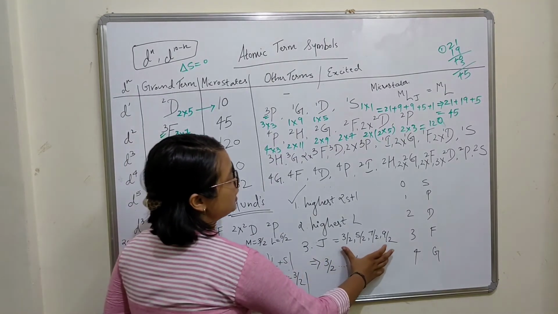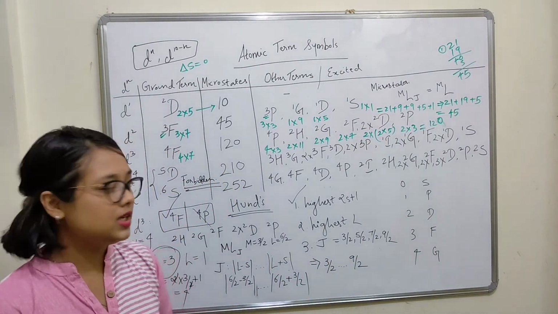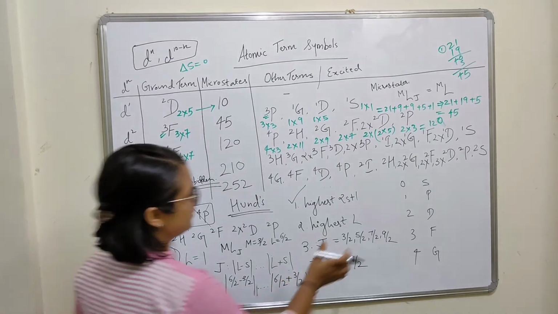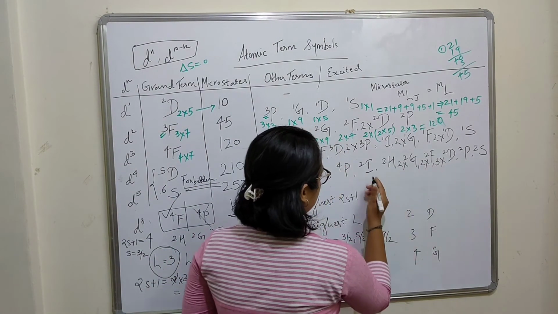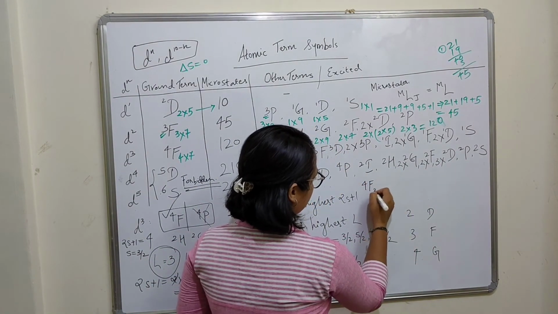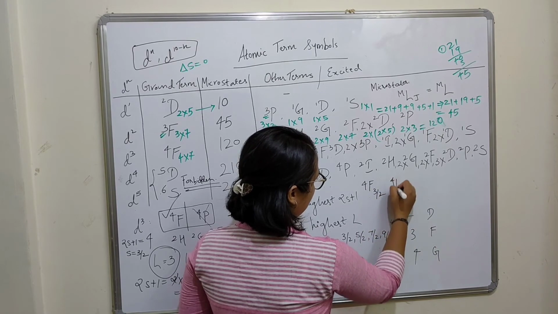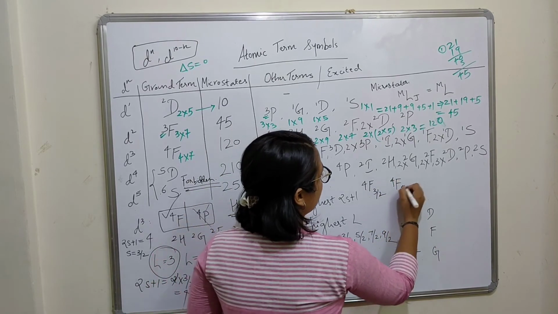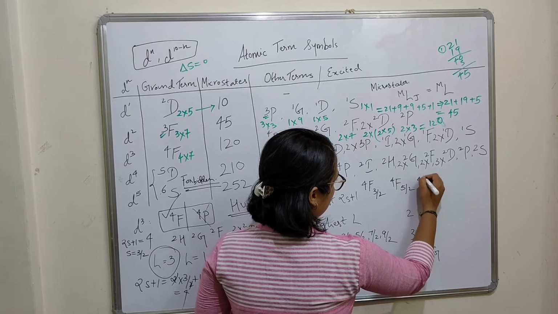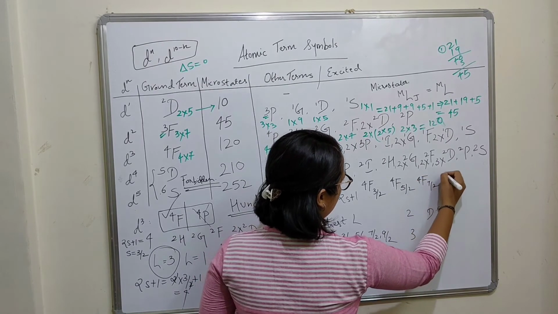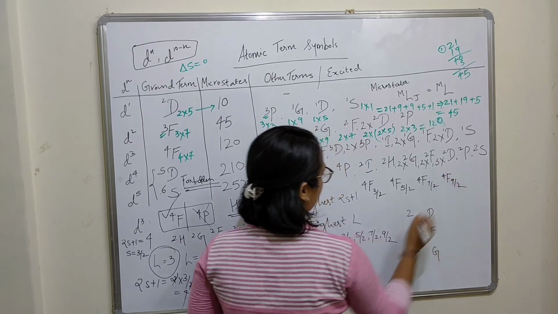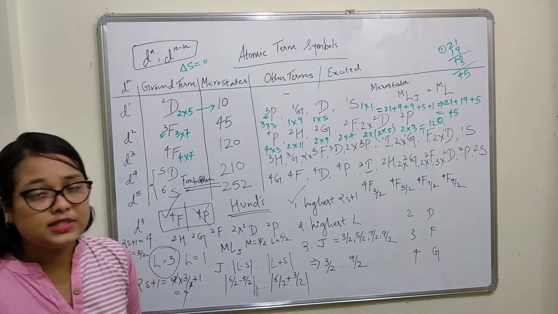Now, out of these 4 values, which is going to be my ground state term symbol? So if I have to represent it, it will be 4f, 3 by 2. This is your entire term symbol. Okay, 4f, 5 by 2. Then I'll have 4f, 7 by 2. And I'll have 4f, 9 by 2. Okay, so this is how your term symbols are going to look.